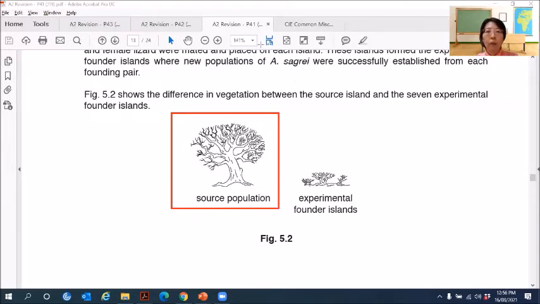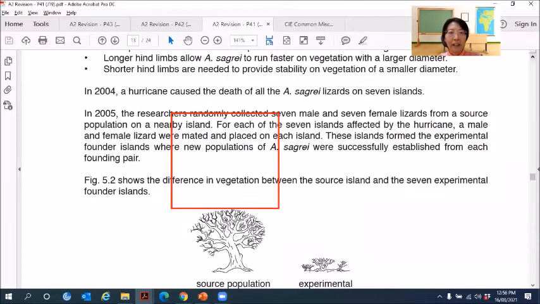From this group of lizards, the scientists take one male and one female and place them on seven other islands. For every other island, the scientists put a pair of lizards, one male and one female, for each of the seven islands. So altogether there are seven pairs.